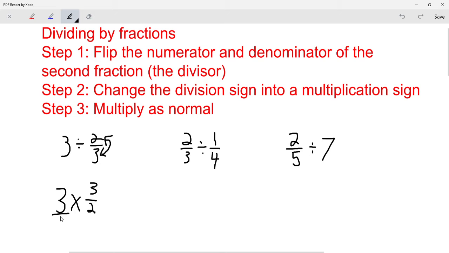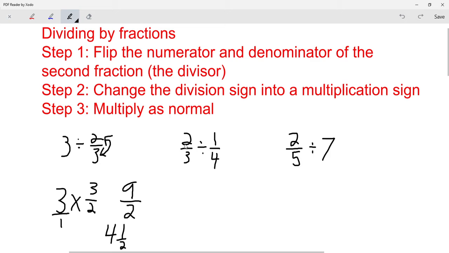Multiply like normal. Since this is a whole number, I'm going to put a 1 here to make it a fraction. 3 times 3 equals 9. 1 times 2 equals 2, which is 9/2. Or, if I were to do it as a mixed number, it would be 4 and 1/2, because 2 goes into 9 4 times with a remainder of 1. The denominator stays the same.